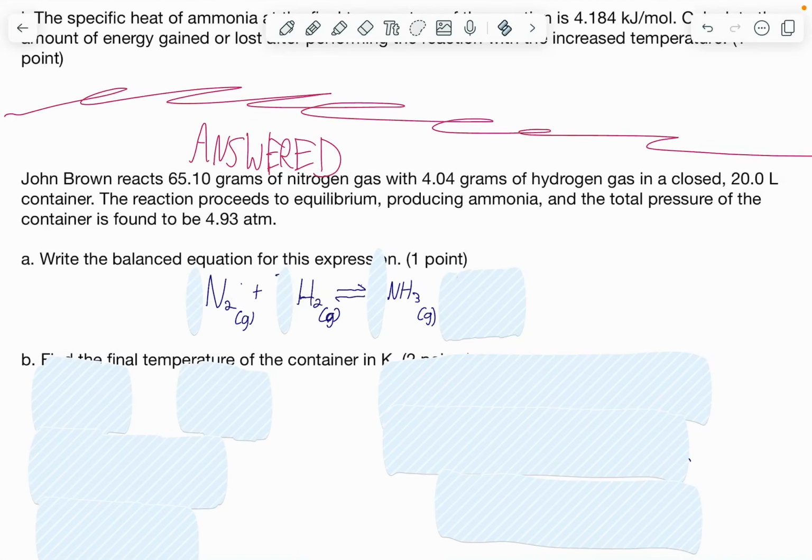Welcome to the Trimester 2 LEQ. Today, our good friend John Brown reacts 65.10 grams of nitrogen gas with 4.04 grams of hydrogen gas in a closed 20-liter container. The reaction proceeds to equilibrium, producing ammonia, and the total pressure of the container at equilibrium is found to be 4.93 atm.